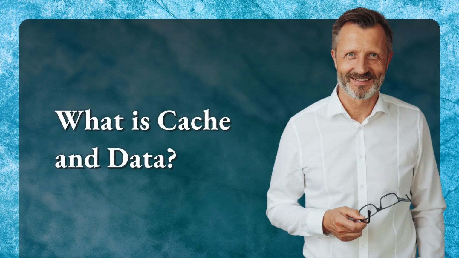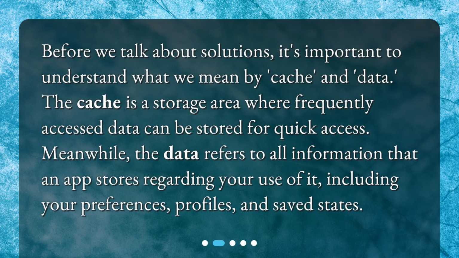What is cache and data? Before we talk about solutions, it's important to understand what we mean by cache and data. The cache is a storage area where frequently accessed data can be stored for quick access. Meanwhile, the data refers to all information that an app stores regarding your use of it, including your preferences, profiles, and saved states.